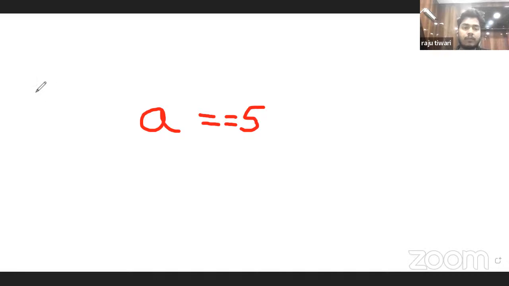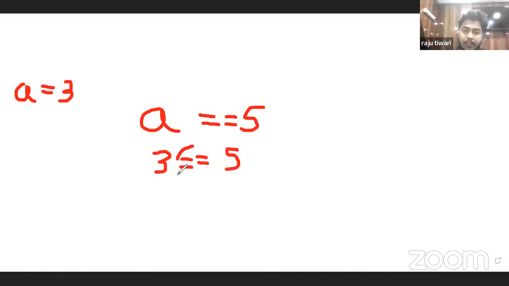So suppose someone entered a equals 3. Now, can anyone tell me, is 3 equal to 5? The answer will be no. If it is no, the operator will say false. Because 3 is not equal to 5, so it becomes false.